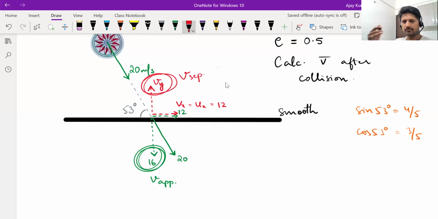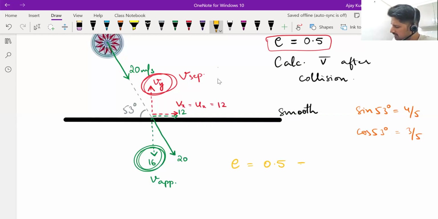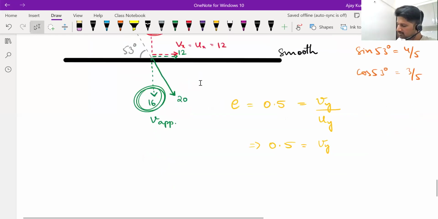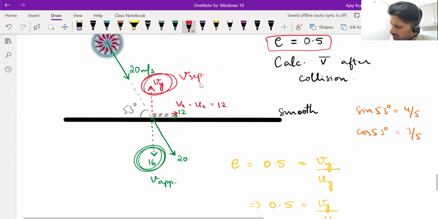Okay. And we know speed of approach and speed of separation are related by the coefficient of restitution. So we will make use of it. We will write e is equal to 0.5 is equal to speed of separation divided by speed of approach, initial velocity in y direction. Therefore, 0.5 becomes Vy divided by, how much is the speed of approach? 16. Therefore, speed of separation along the line of impact becomes 16 into 0.5, that is 8. That's all. So this component is 8. The x component is 12, y component is 8.